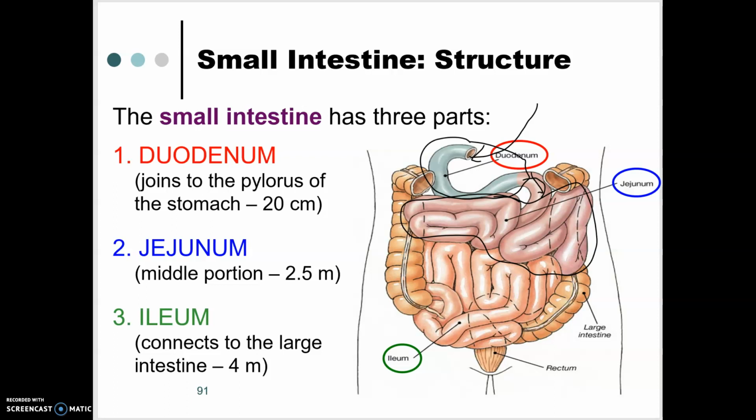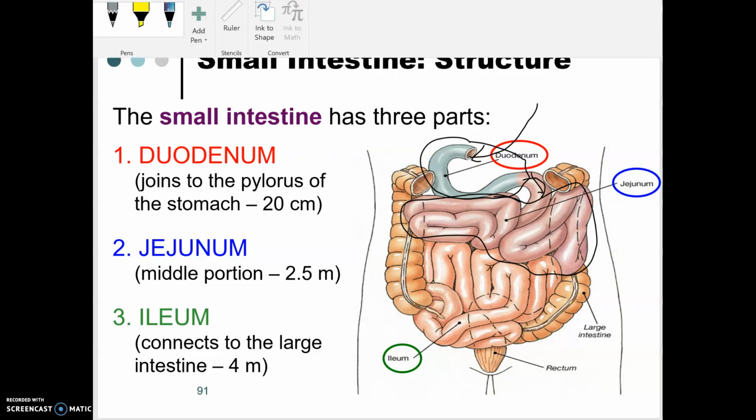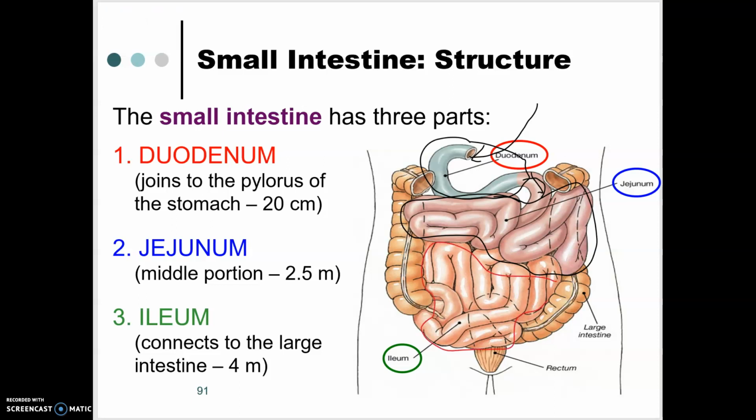And then finally, we get the third part of the small intestine, called the ileum. And the ileum is the longest part. It's 4 meters long. Again, it's all coiled up, and we can see it down here. Let me go with a slightly different color. So the ileum is down here. What the ileum is going to do, it's also going to be a place where we get a lot of absorption, but it's also going to connect to the large intestine, and that's going to have some separate issues that we'll talk about in the next little while.